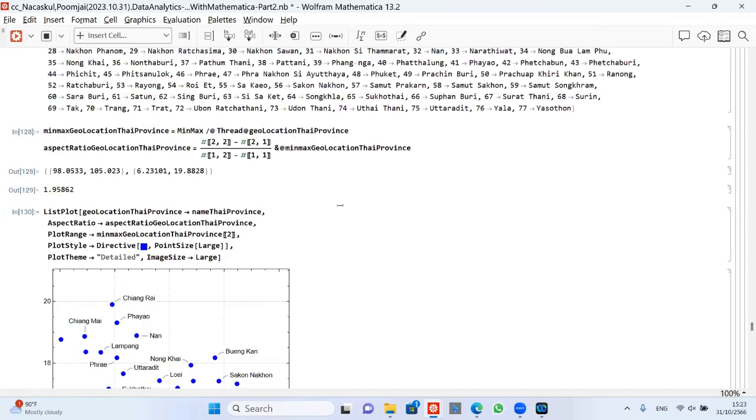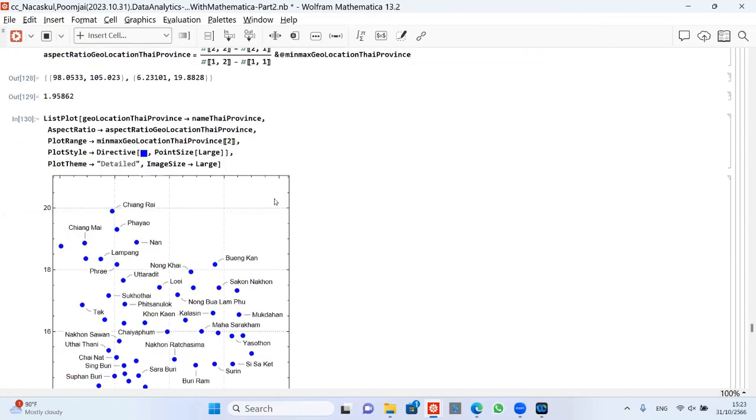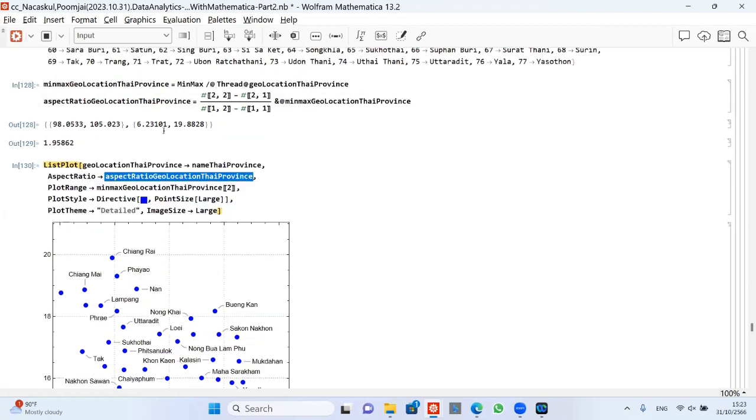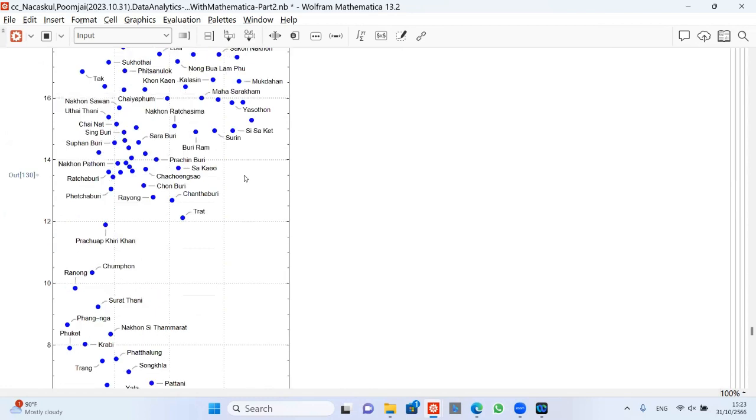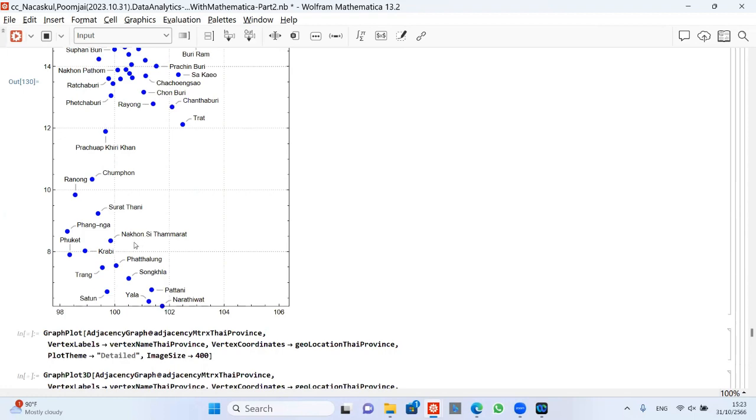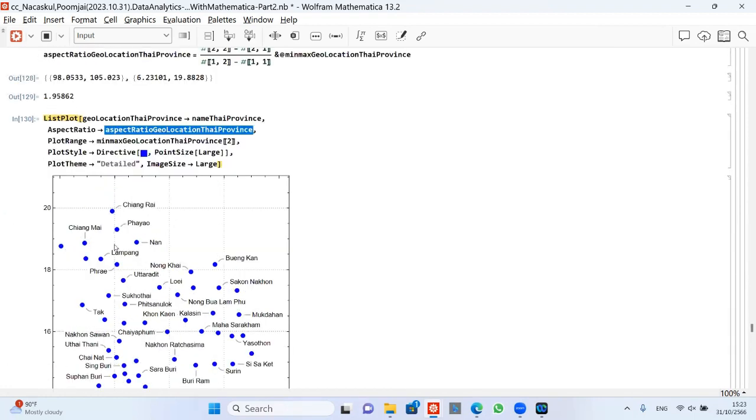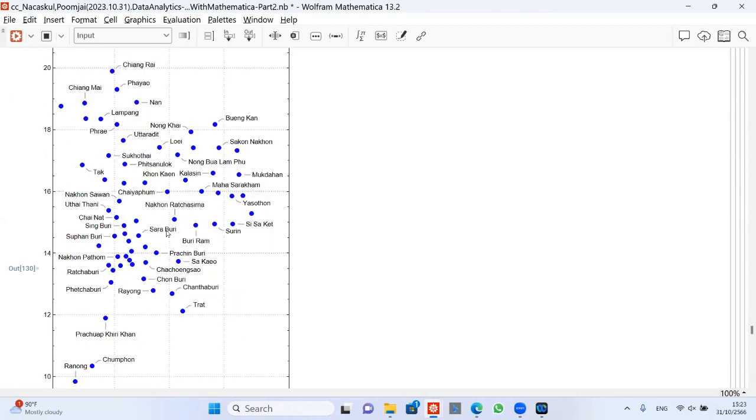Now, first of all, there's no connectivity here. I'm just listing the location, geolocation type province with the name. Aspect ratio is equal to 1.95. So you can see, right? This looks like Thailand. If you know the province name, this is where we are back up here. You go down south. Surat Thani is here. Phuket is here. Go to Chiang Mai, Chiang Rai, right?